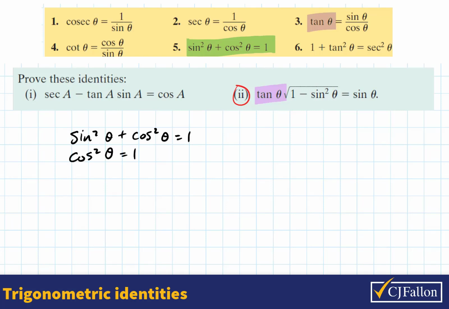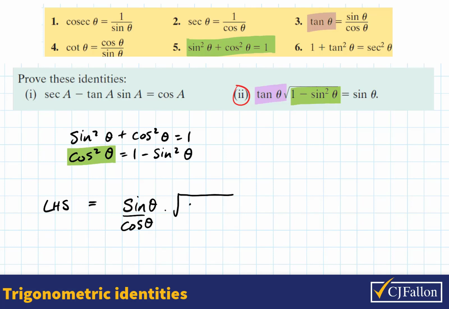So if we subtract sine squared theta from both sides, it gives us that cos squared theta is 1 minus sine squared theta. So now we can rewrite the left-hand side of our equation using these two facts. So instead of tan theta, we write sine theta over cos theta. And this has been multiplied by the square root of cos squared theta.